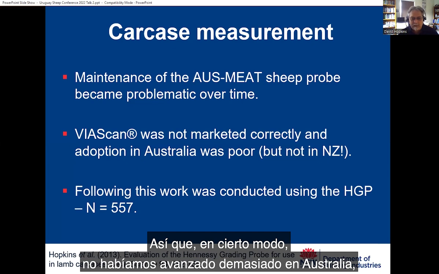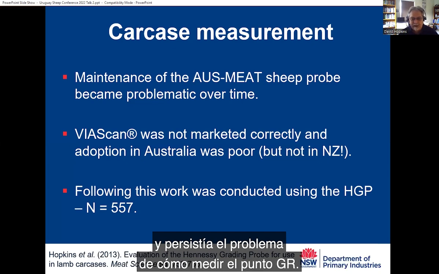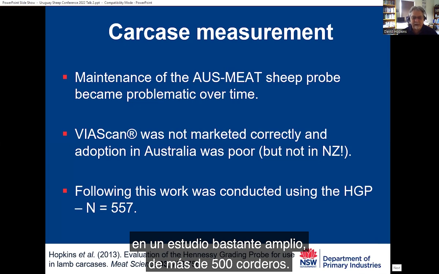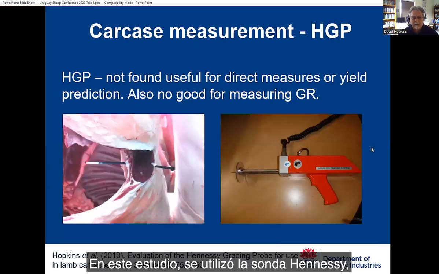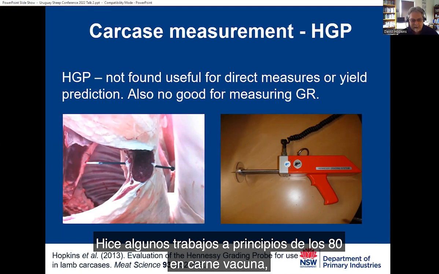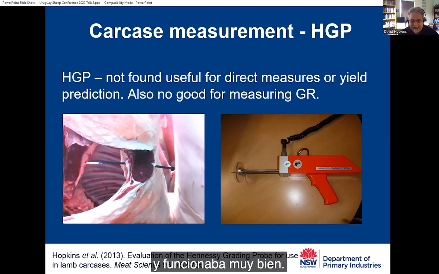So in a way, we had not progressed too far in Australia, and we were back with a problem, how to measure GR. So we looked at using the Hennessy grading probe on a fairly large study, more than 500 lambs. And in this study, using the Hennessy grading probe, which was developed originally for use in pigs and also in beef, and I did some early work in the early 80s on beef, and it works very well in beef.